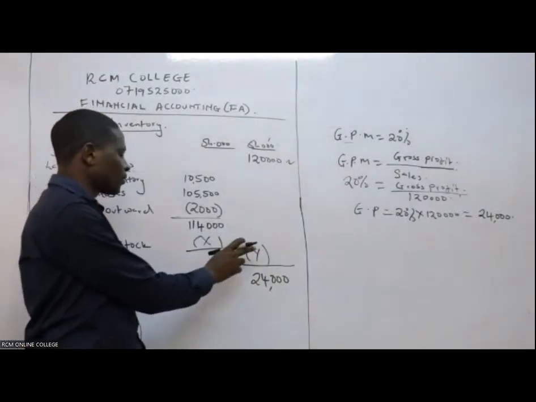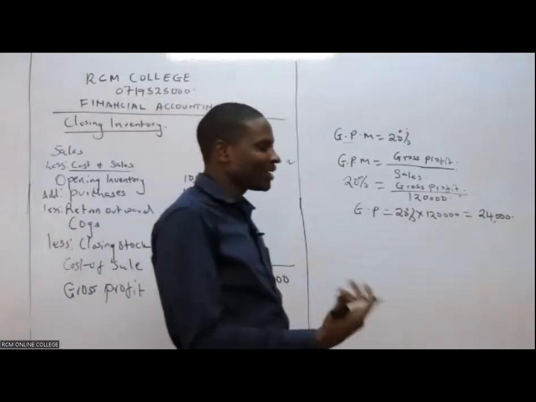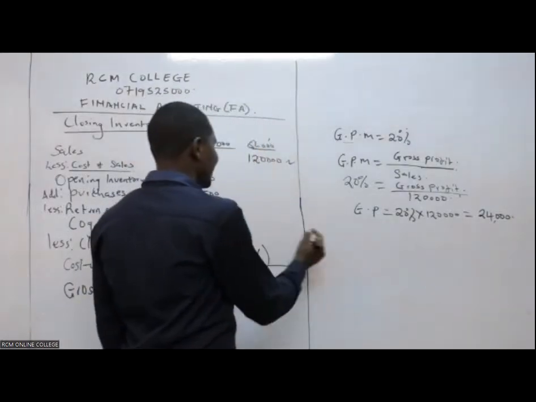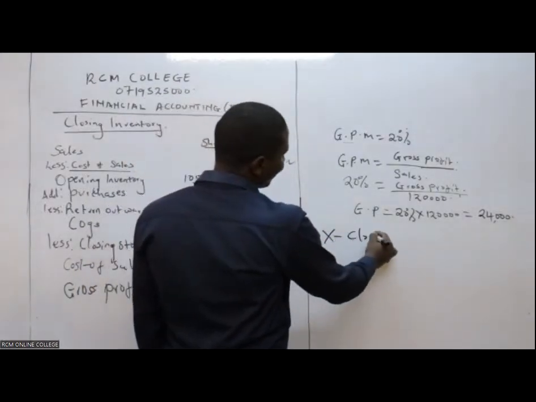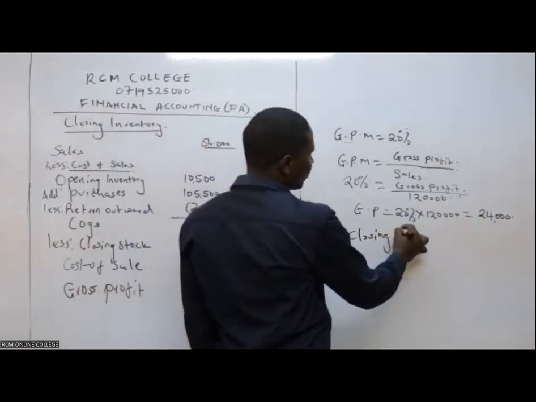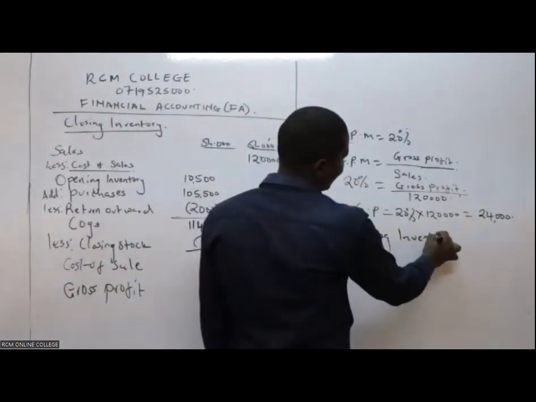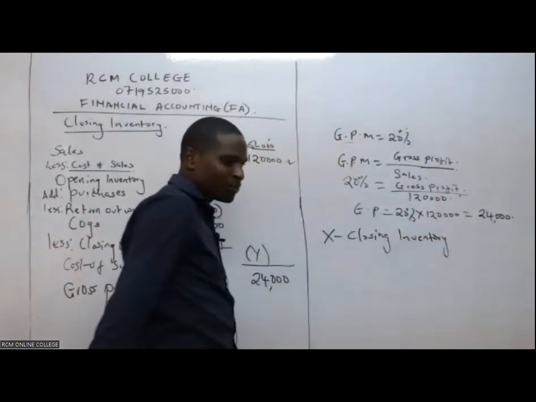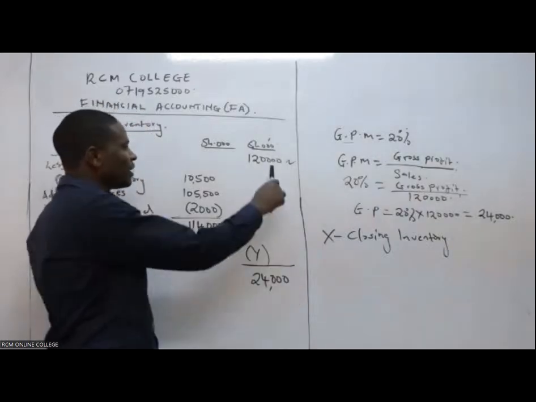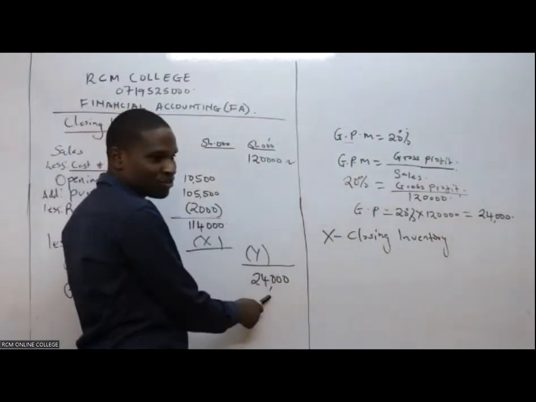In fact, that will be our cost of sale. And we are interested in getting X, our closing inventory. So somebody get Y fast. Closing inventory is what we're interested in. To get Y for us, it will be 120 minus Y is equal to 24.